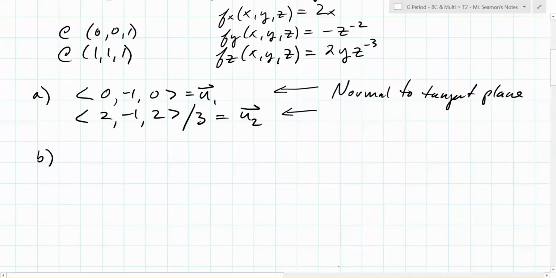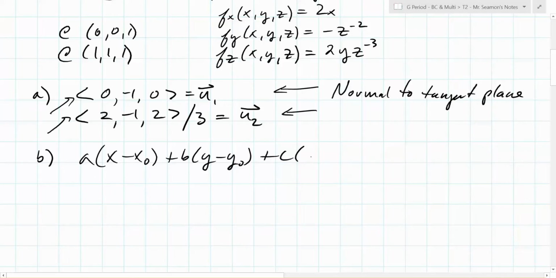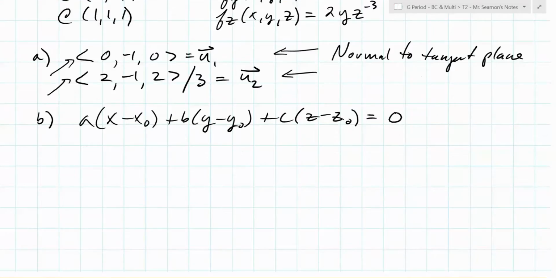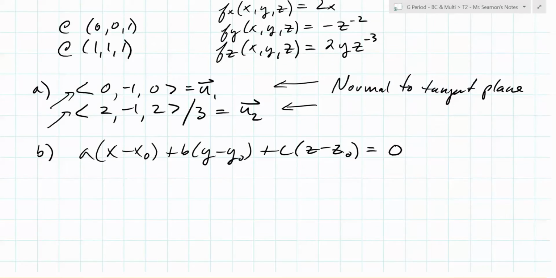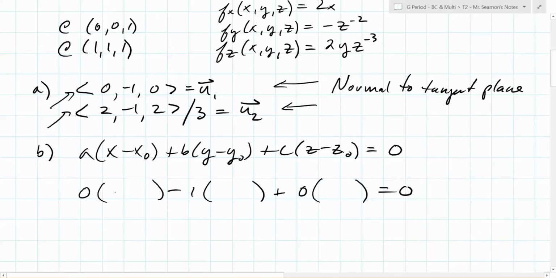We have normal vectors, and we have a point. What's the equation for a plane? A times x minus x naught plus b times y minus y naught plus c times z minus z naught equals 0. ABC is a normal vector. Did we just find the normal vectors we want? So what's the first plane going to be? ABC is going to be 0, negative 1, 0. And then it's x minus 0, y minus 0, and z minus 1.